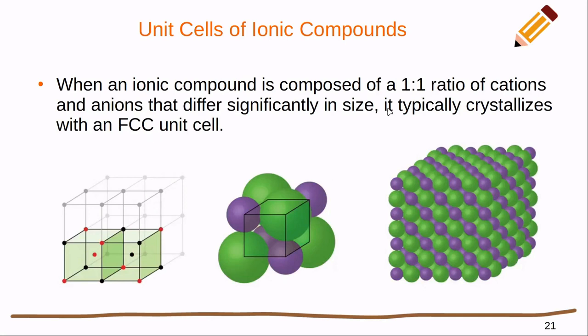When the ionic compound is composed in a 1-to-1 ratio of cations and anions that differ significantly in size, it's typically crystallized with an FCC unit cell. So in this case here, we can see that we have cations that are able to occupy quite a bit of the unit cell, right? If you start here, which would be like this corner right here, okay, then you're able to fit in 3 cations, 1, 2, 3, and then you would have 3 anions, 1, 2, 3, and then a final cation right here. And we get that propagated out.